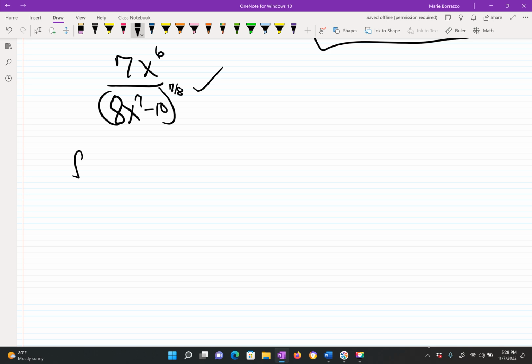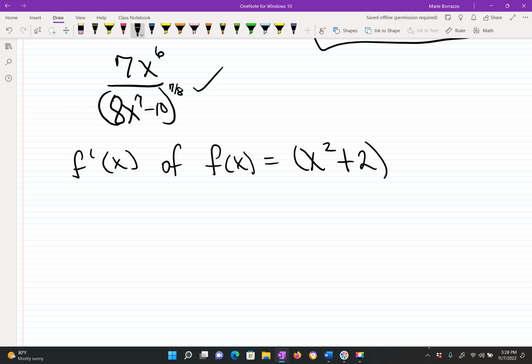Okay, next one, more of the same. I'm going to ask you to find that first derivative of f of x equal to (x squared plus 2) cubed. Chain rule again. Chain rule was the third concept I introduced. We did product, quotient, chain, and I'm going in order.